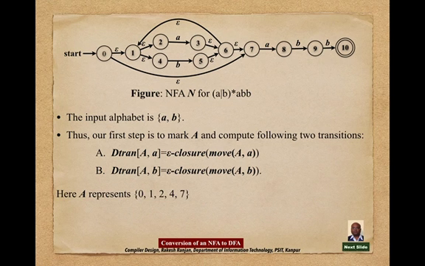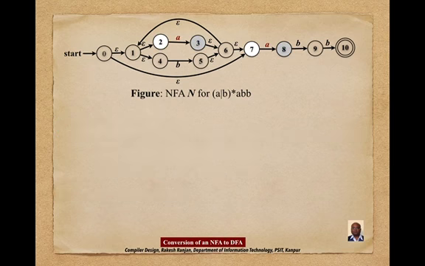Here capital A represents 0, 1, 2, 4, and 7. Now we will discuss in the next slide how we can move from capital A to another state if there is the input a and b separately.